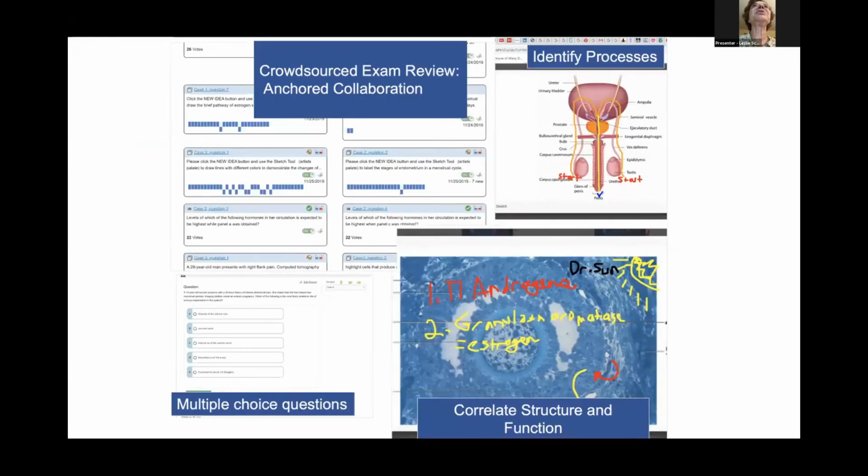In this activity, students answered multiple question types, multiple choice questions, as well as discussion questions where they identified processes using the visual classroom sketch tool and also to correlate structures and functions. So in the top picture and the bottom picture, you see pictures that the instructor has embedded into the sketch tool that students were able to draw on for their answers. Next slide.